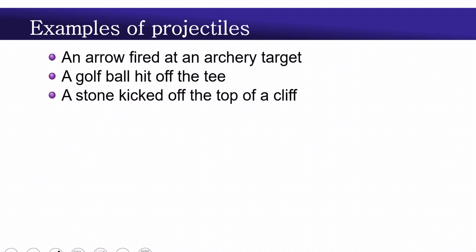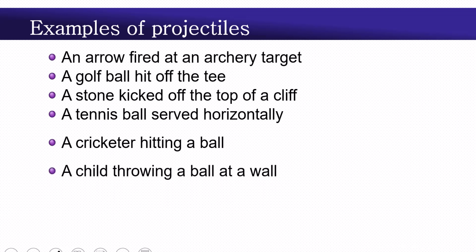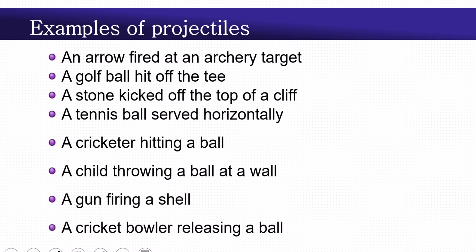A stone kicked off the top of a cliff also will be a projectile. A tennis ball served horizontally is also a projectile. A cricketer hitting a ball, the ball becomes a projectile. A child throwing a ball at a wall, the ball will also be a projectile. A gun firing a shell, the bullet in that case will become a projectile. And then a cricket bowler releasing a ball, it will also be a projectile.